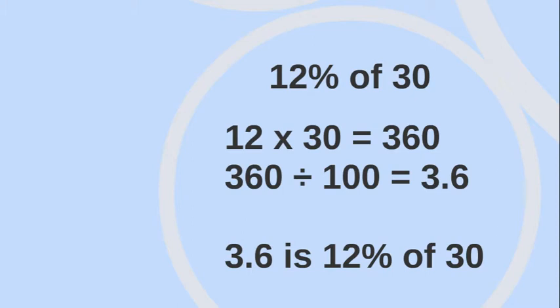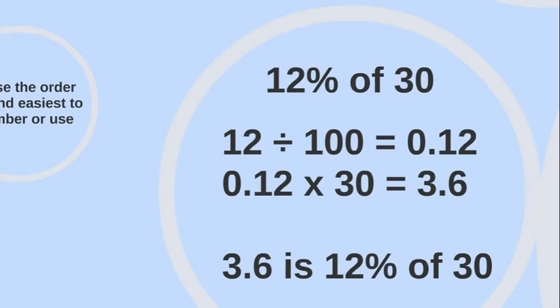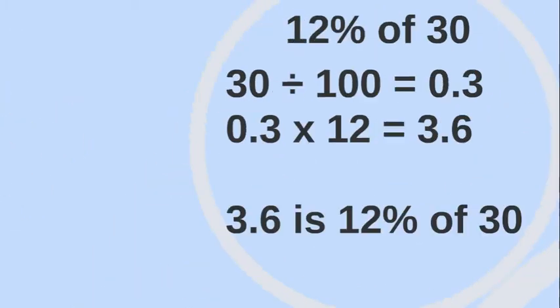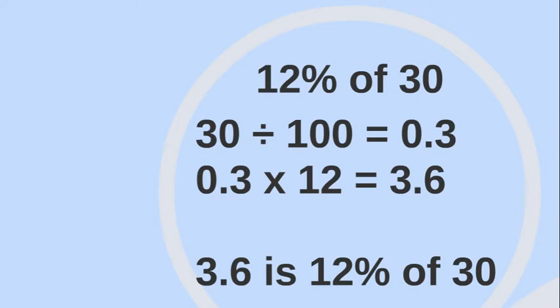If you want to see that in a different way, we'll divide first. 12% means 12 out of 100. So 12 divided by 100 is 0.12. Multiply that by the 30, of course, gives us 3.6. If you want to, you can divide the 30 by 100 first to give 0.3, and then multiply that answer by 12, also giving 3.6.